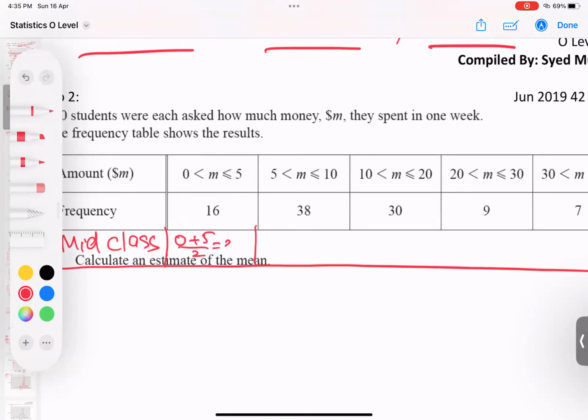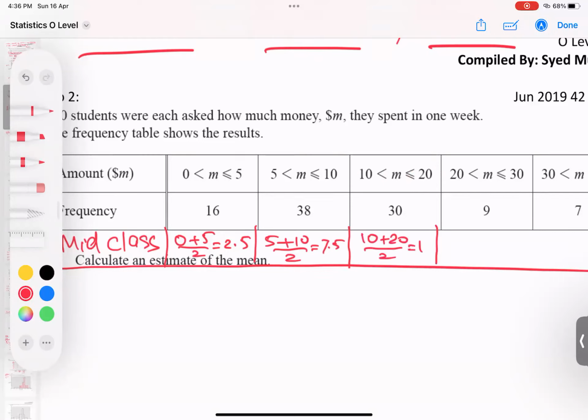Same approach: 5 plus 10, 15, divided by 2, so 7.5. Same approach, 10 and 20 added, so 10 plus 20 is 30, divided by 2, we get 15. Okay, and I'm not showing the working. This becomes 25, and here I'm getting 40. I think it is very, very clear.